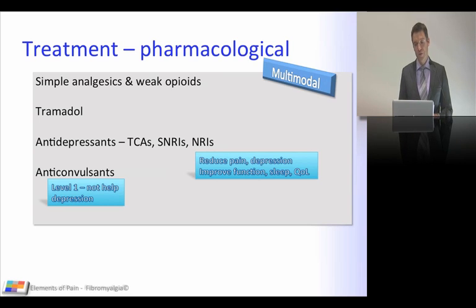Tramadol has been shown to be useful, particularly for pain flare-ups in fibromyalgia patients, and that might be because of tramadol's multiple mechanisms of action.